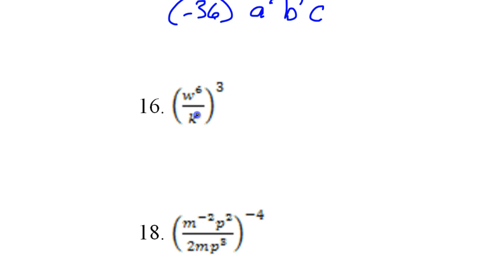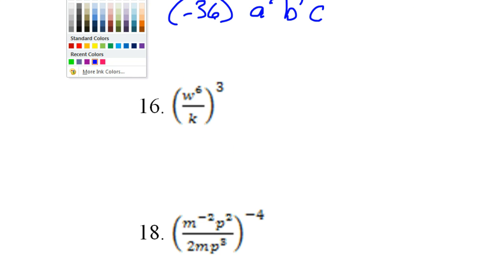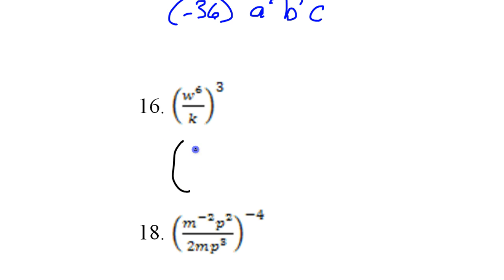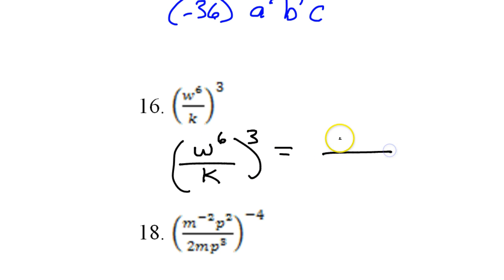Anyway, so on number 16, can you read it? This says w to the 6th power over k, and it's being raised to the 3rd power. There's not much to this. Power to a power, you multiply it. So this will be w to the 18th power over k to the 3rd power. Just, you know, that's it. Not much to it.